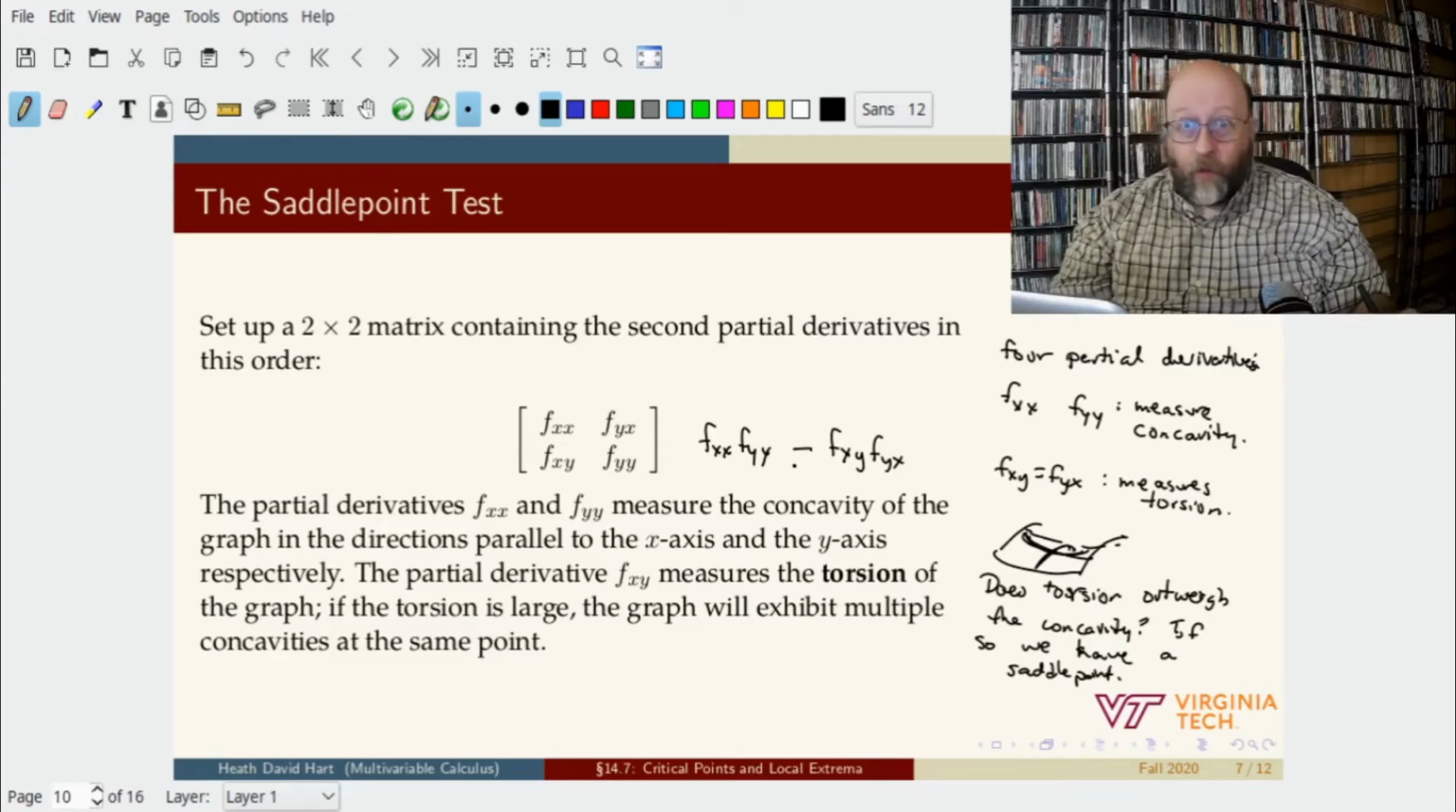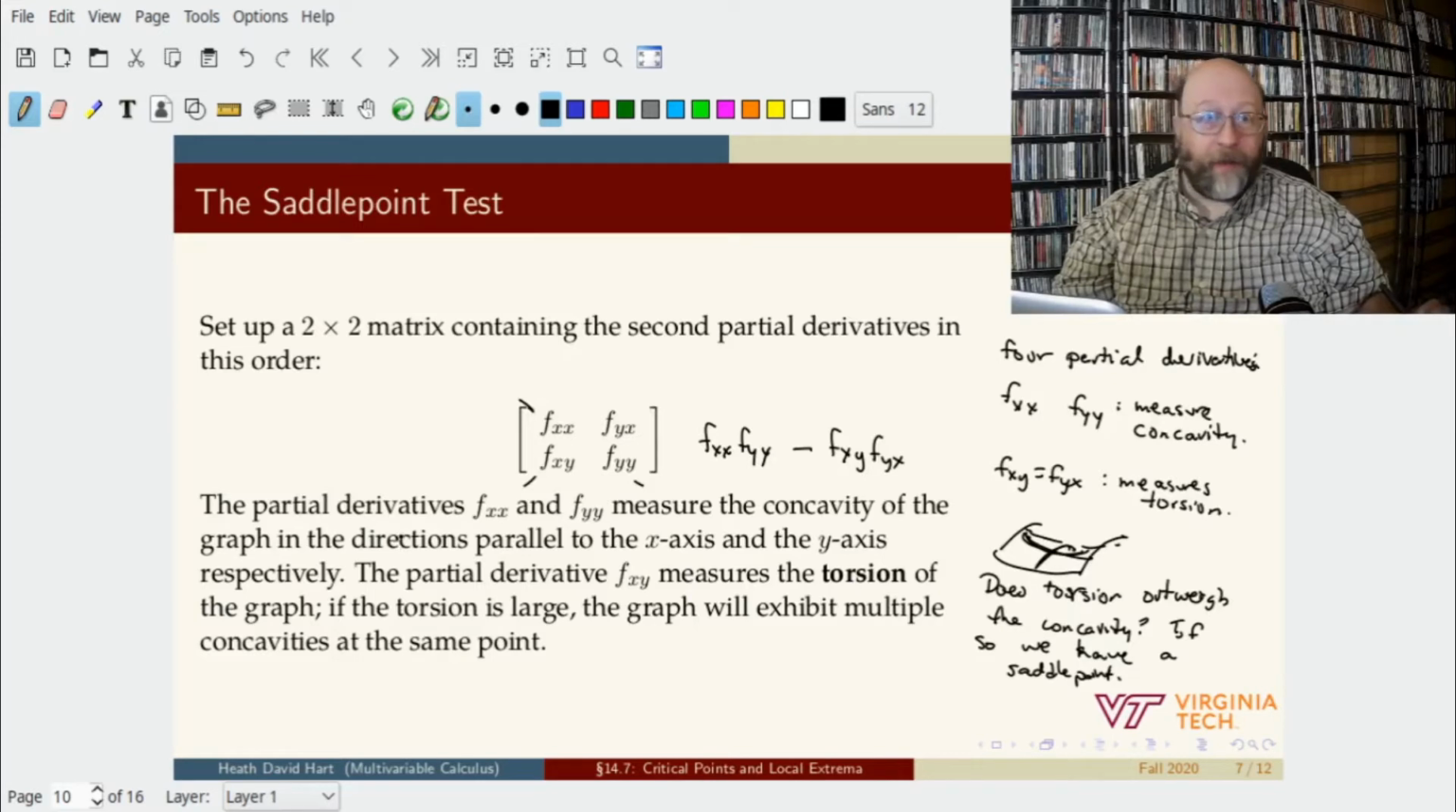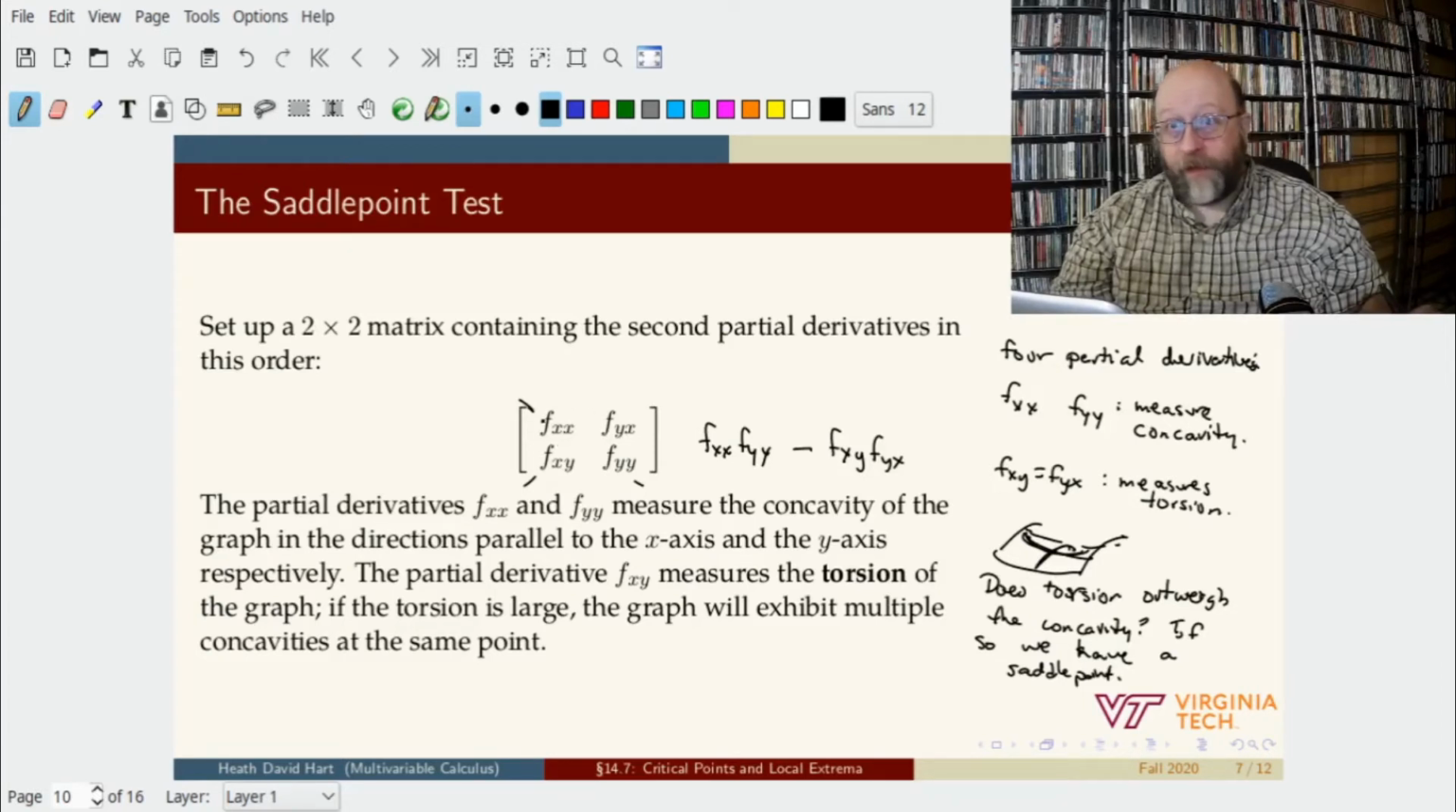And when we subtract these 2 values, the value we get from taking this diagonal and the value we get from this diagonal, we call that the determinant of the matrix. If you've already taken linear algebra, you're familiar with determinants. If you remember cross products from chapter 12, we talked about determinants then also. So this is actually a determinant operation. We're using the concavity coefficients versus the torsion coefficients here. That's what's going on here.